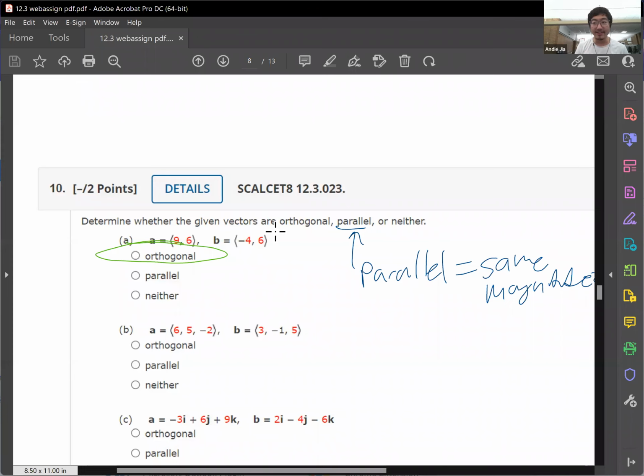Just make sure to pay attention to the negative sign, because they're either in the same direction or the opposite one.